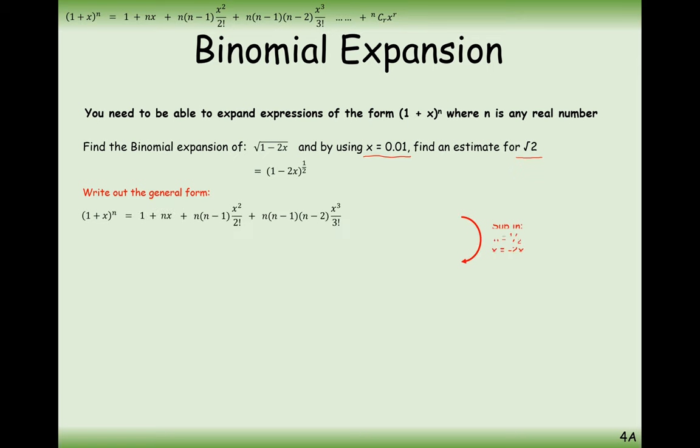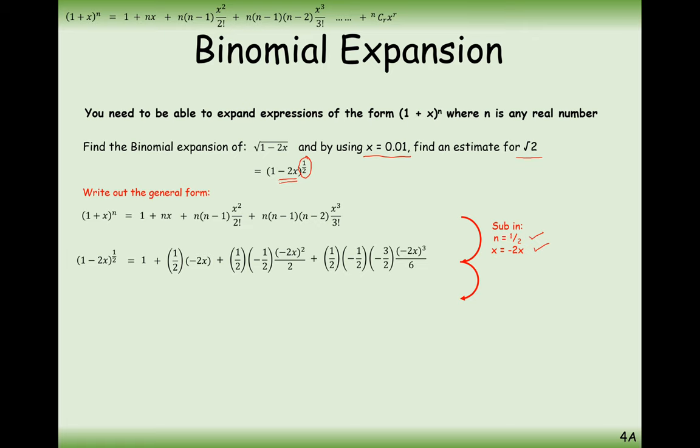Now when you write out your binomial expansion, think about what n and x have to equal. In this case, n is a half and x is going to be negative 2x. So remember to put the negative 2x inside brackets when you're squaring and cubing, because the negative 2 part also has to be squared and cubed. So substituting these all in, we get this expression here: a half because of the power, times minus 2x because of the x value. And then we subtract 1 from the n value, so a half times minus a half, times (minus 2x) squared all over 2.